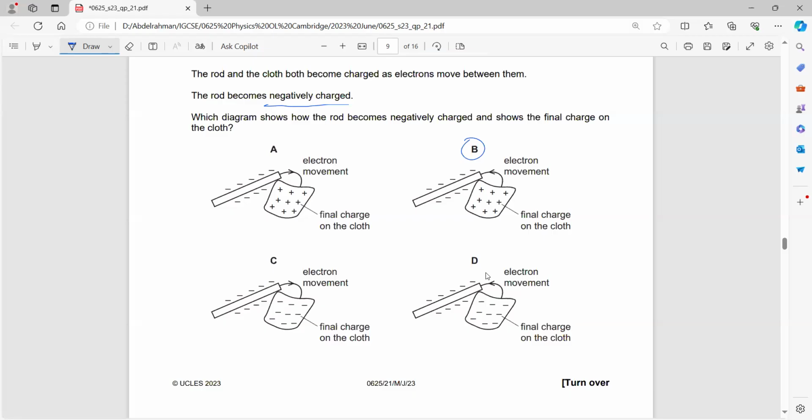Actually, the direction of the arrow is wrong. That's the problem. The direction of the arrow is the direction of the movement of the particles, in this case, the electrons. The electrons are the only particles that are able to freely move between any two objects.